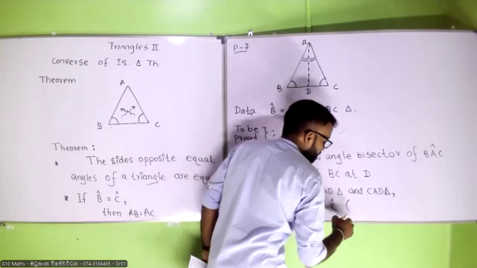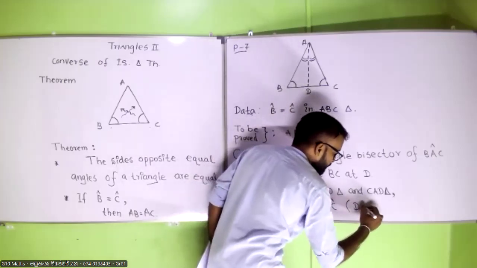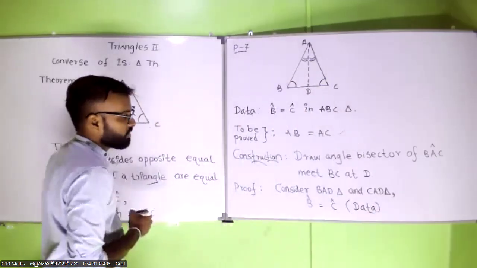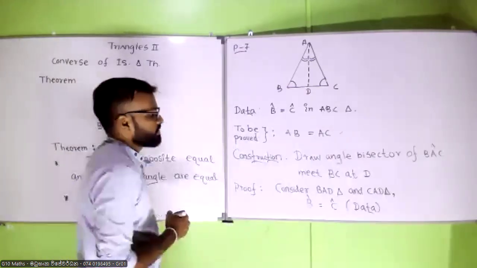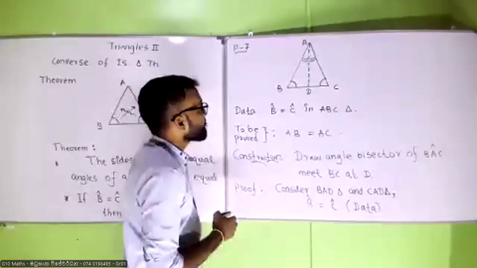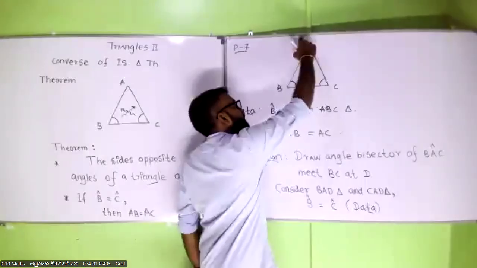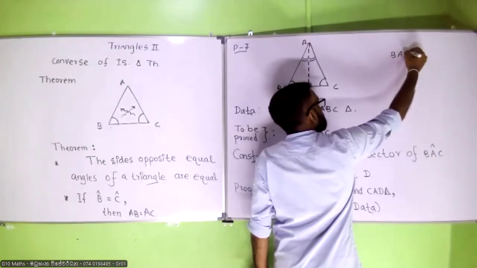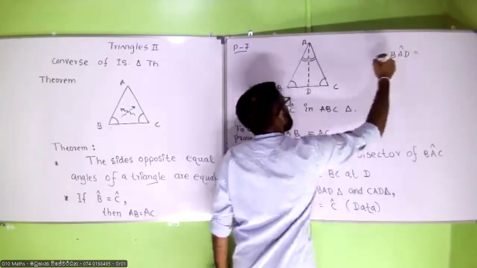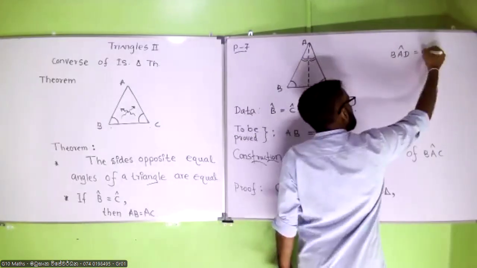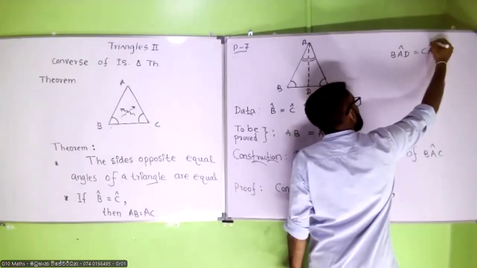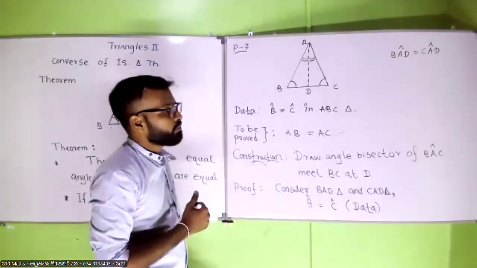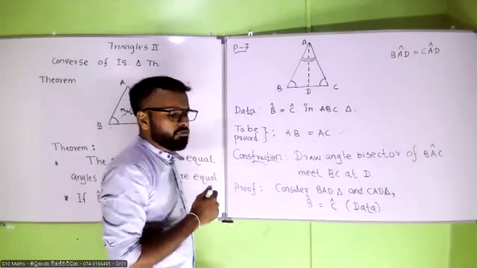What is this? Remember, it is given, or you can write data. It's being given under data. Then BAD angle equals CAD angle. Nice. BAD angle equals CAD angle. Now two angles are correct, right?